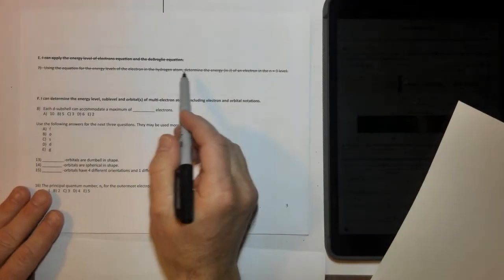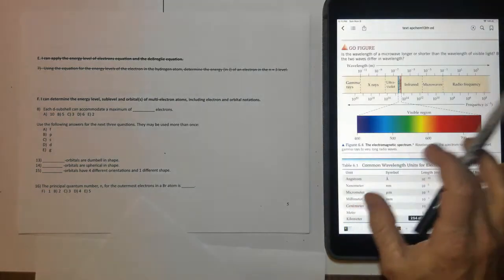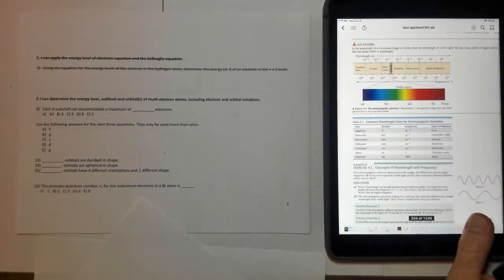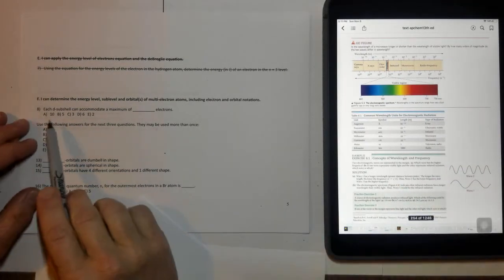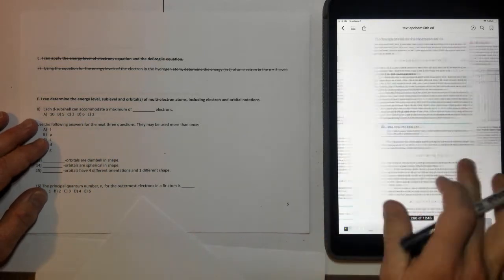Turning the page. Number 7, this particular one is not on this year's exam. Then it says, I can determine the energy level, sublevel, orbitals of multi-electron atoms, including electron and orbital notations. All right, so each d sublevel can accommodate blank number of electrons.